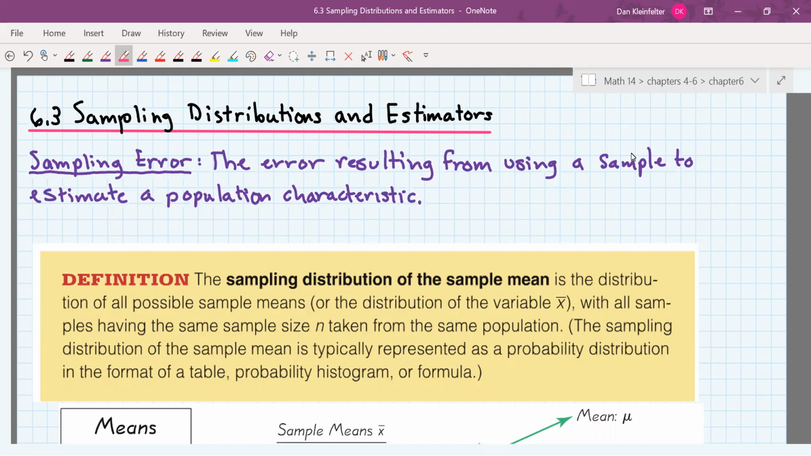So the definition you're seeing on the screen here in purple: the error resulting from using a sample to estimate a population characteristic. And here, with the phrase sampling error, usually we think of the word error as meaning a mistake, like you could talk about the errors you've made on your test. But here the word error is used a little differently, and it just means the difference between what the sample value is and what the population value is. It has more in common with measurement error you might learn about in a chemistry or physics class. It's just a difference between two values.